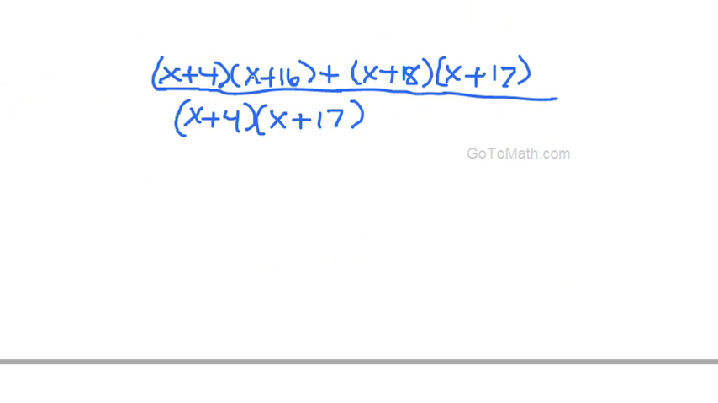So we have x times x is x squared, and then x times 16, and then 4 times x. Add those together and what do we get? We get 20x, I do believe. And then 4 times 16, which is 64. Yeah. Okay.